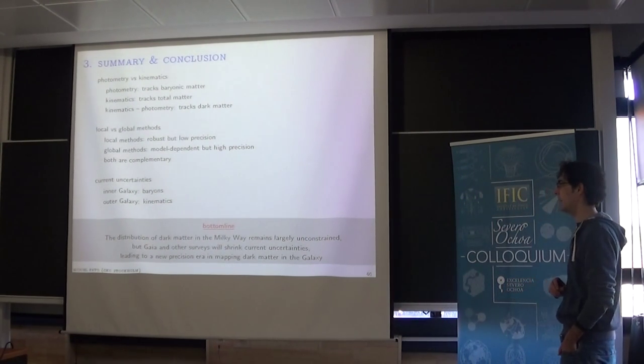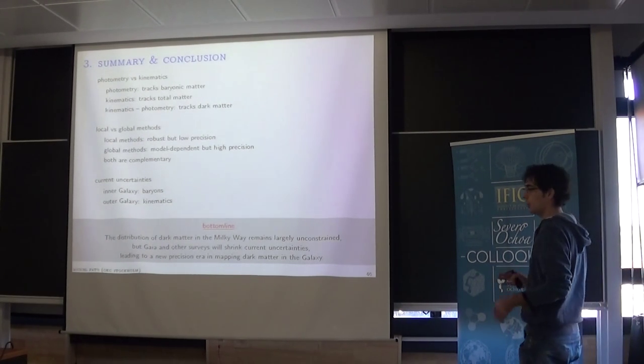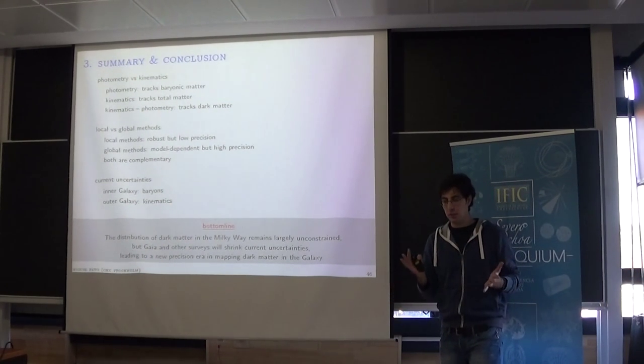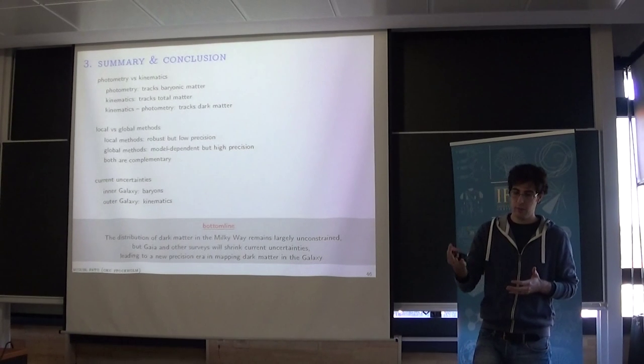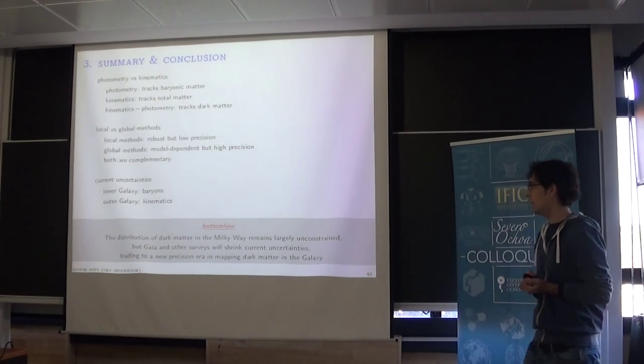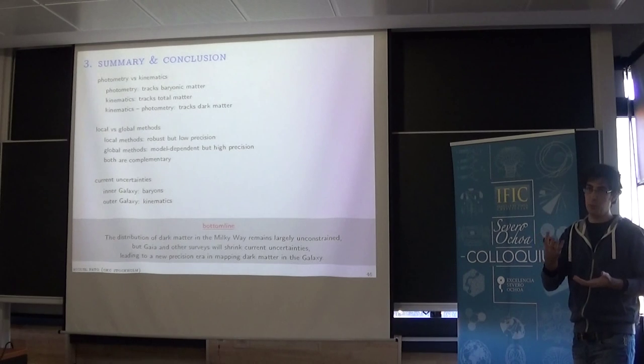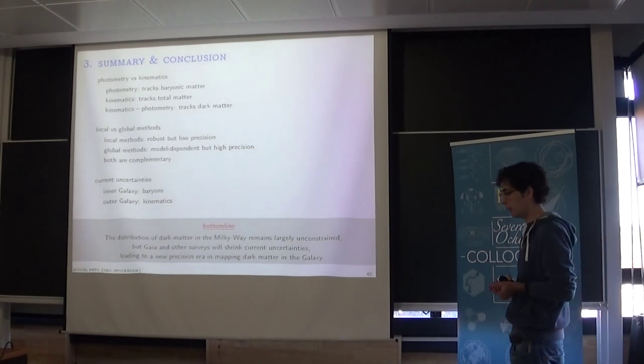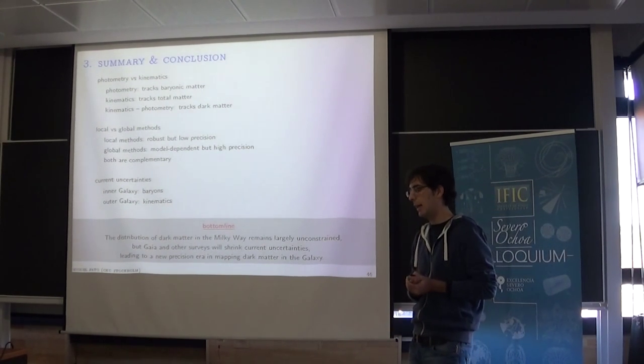And I'll just finish there by saying that the distribution of dark matter in the Milky Way is still unconstrained as of today, but we have lots of data coming, and hopefully this data will lead to a new precision era in mapping dark matter in our galaxy by the end of the decade.